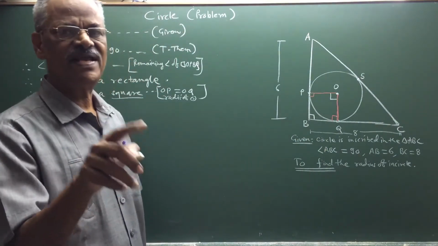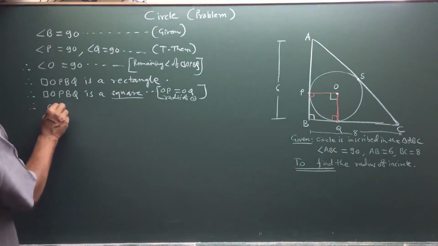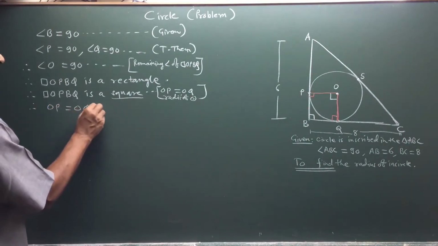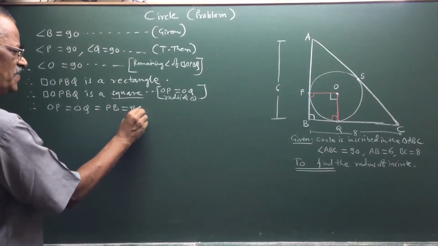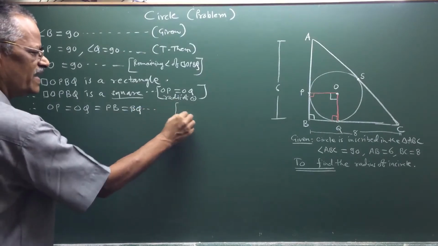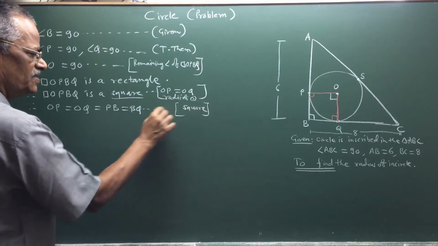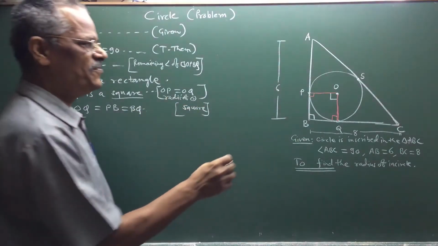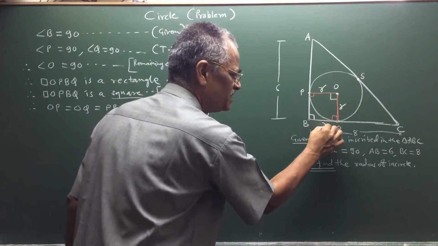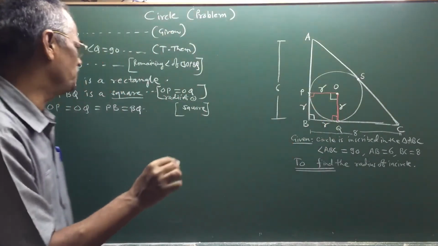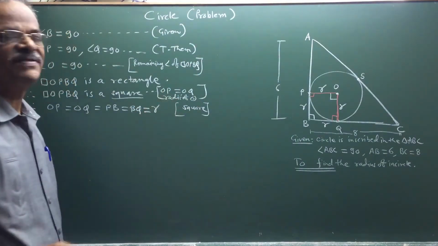And if it is a square, all sides are equal. Therefore, OP, OQ is equal to PB is equal to BQ. All sides of a square are equal, and each of these must be a radius. Let the side of that square be equal to R.